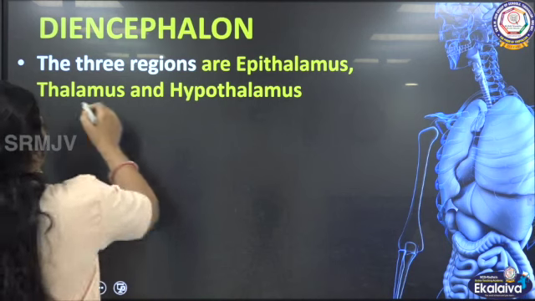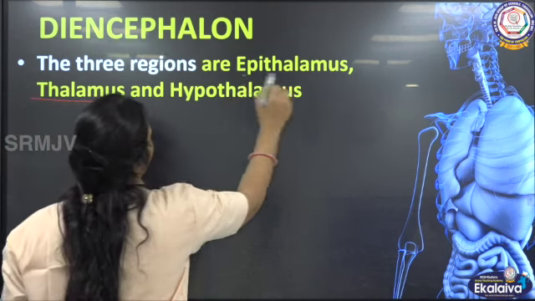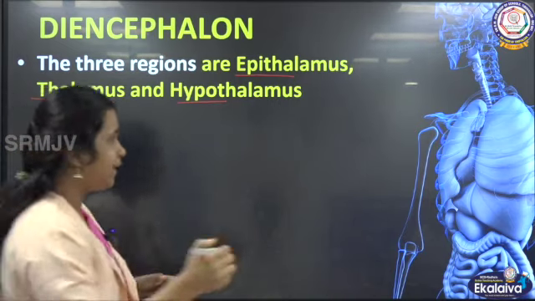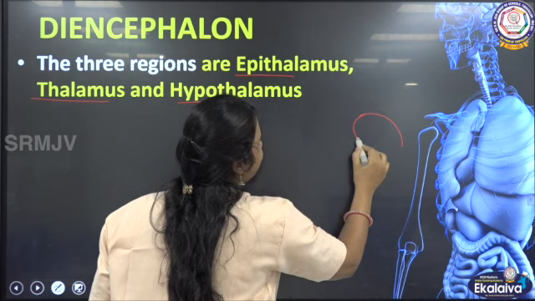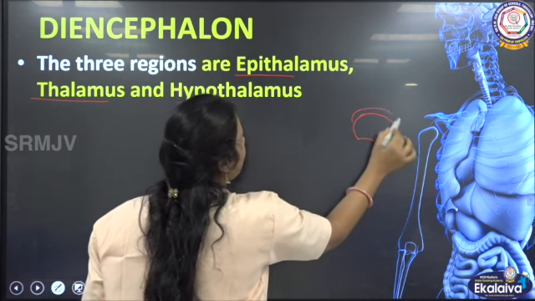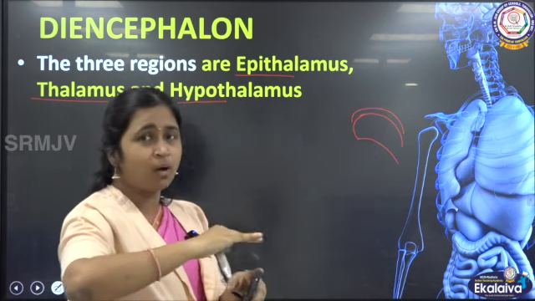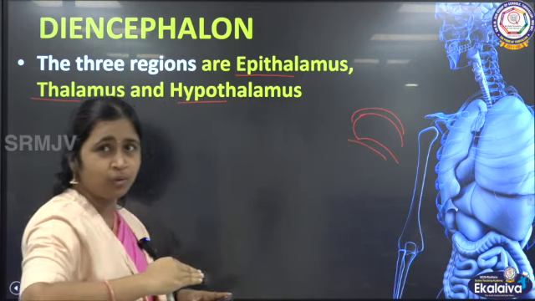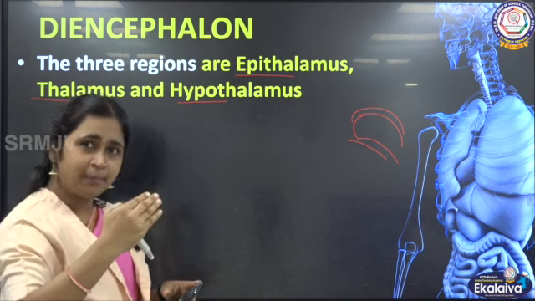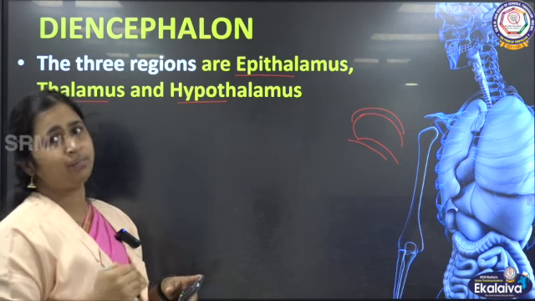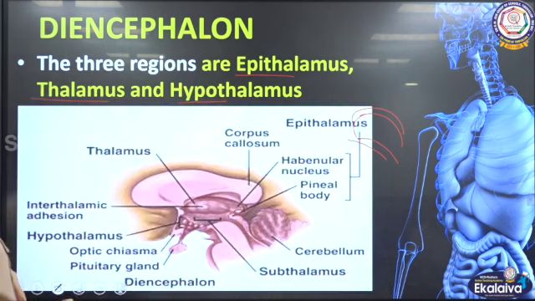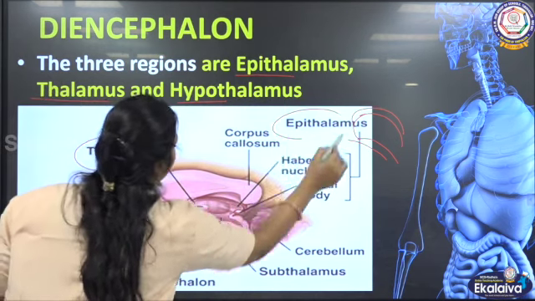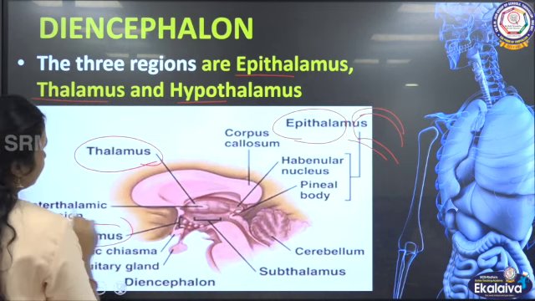So first, thalamus, epithalamus, hypothalamus. Easy to keep in mind. Thalamus is the area, okay? If this is the area of thalamus, and epi is nothing but the outer layer, and then hypo is nothing but below. So, above the thalamus, epithalamus; below the thalamus, hypothalamus, right? Here you can see the picture with the position of thalamus, epithalamus and hypothalamus.